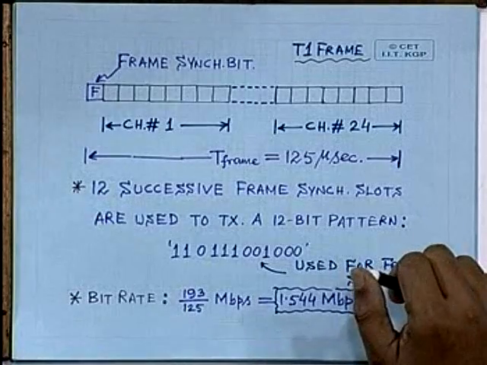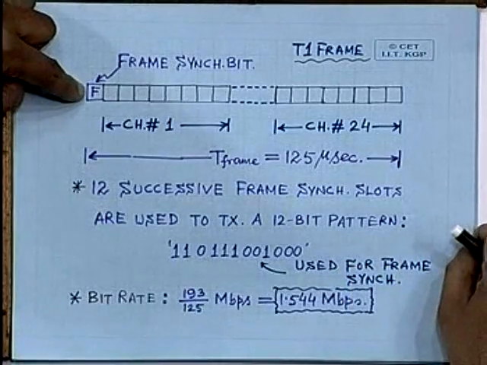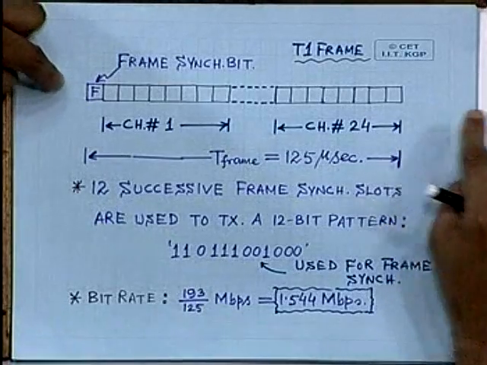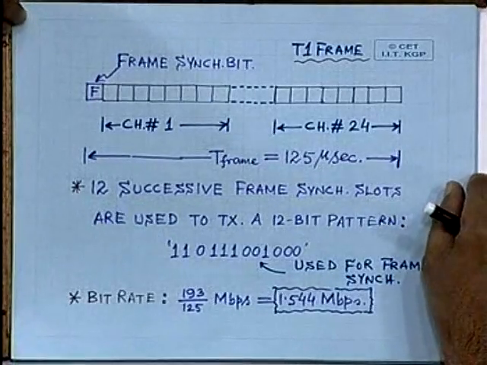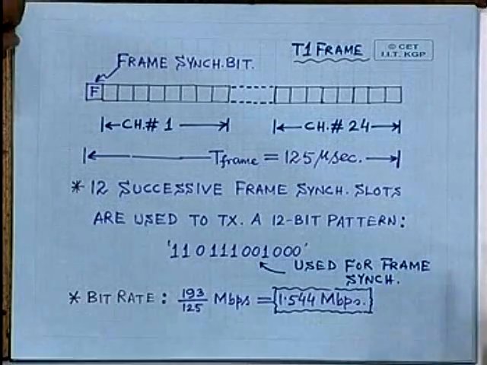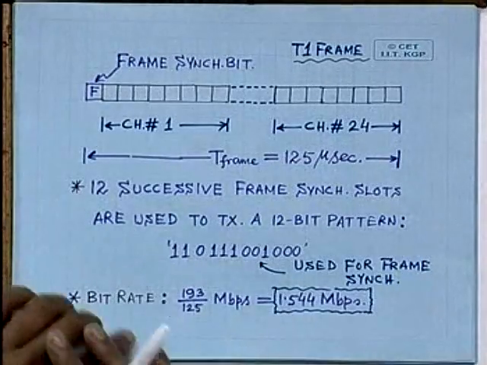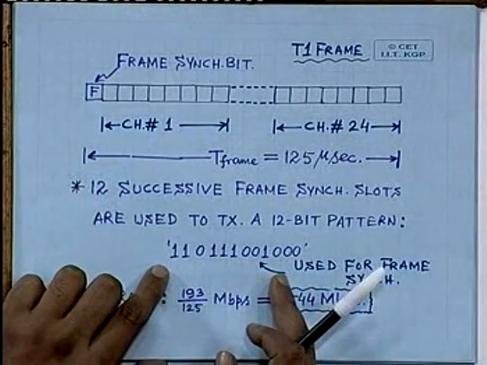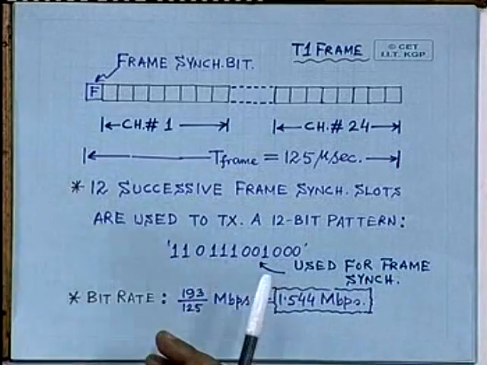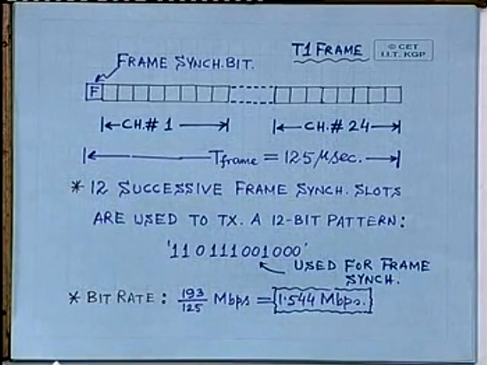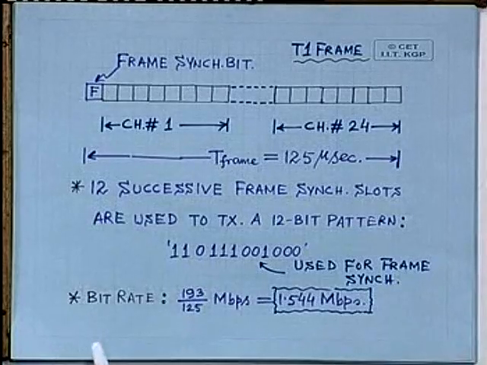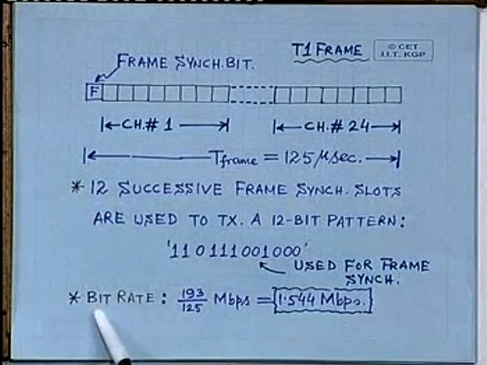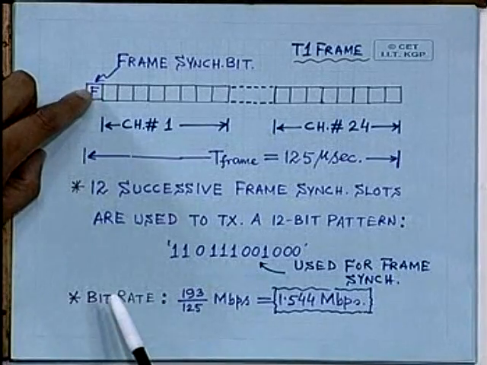And you may wonder how by using only 1 bit one can synchronize the frame structure when they are received. In fact, it is not only through 1 bit. The frame synchronization actually is achieved by sending a specific sequence of 12 bits, as per this T1 hierarchy, T1 standard, through 12 consecutive frames.